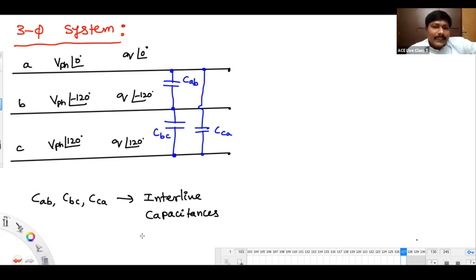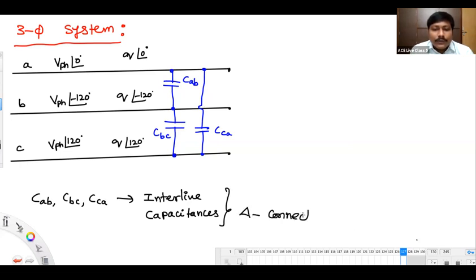Tell me, how are these three connected? A to B, B to C, C to A. Delta. These three are connected in delta. But we need the capacitance per phase to be kept in the equivalent circuit. Stray capacitance is neglected. Ground effect is neglected. Listen to me. So to get the per phase capacitance, this delta connection we have to convert into star.